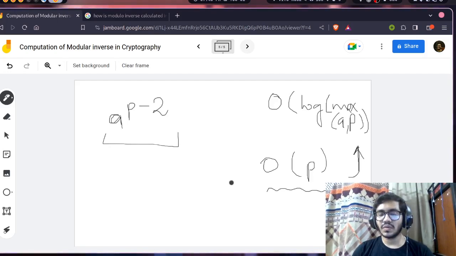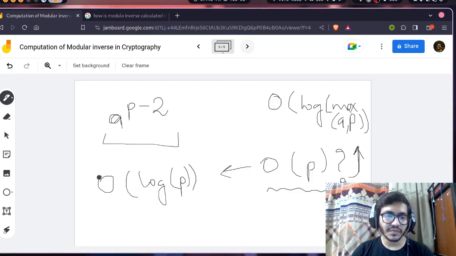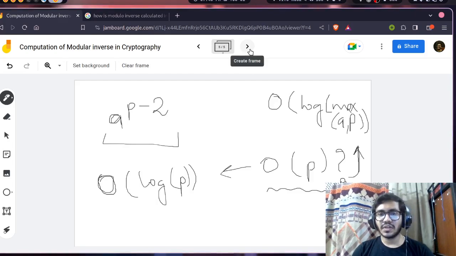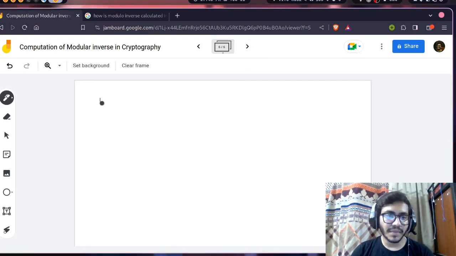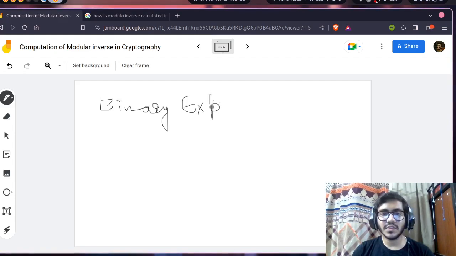So why do computers use this? Now, here I'm going to introduce another concept using which you can calculate the power not in O of p but in O log of p. Right, and this is what computers make use of a lot. So that is called binary exponentiation, where you can calculate some number to the power some number in logarithm of the power time complexity. So O log of p. This is the time complexity.